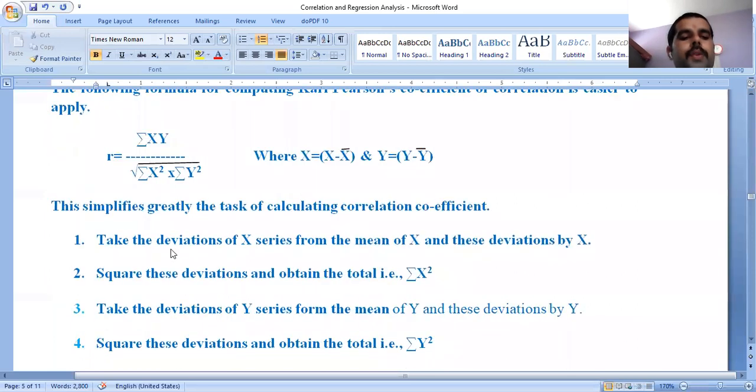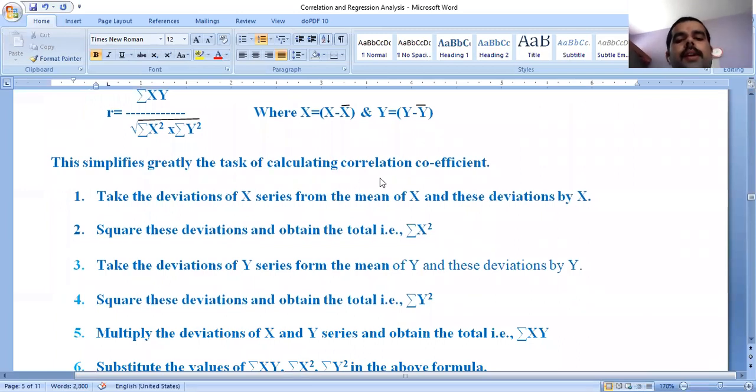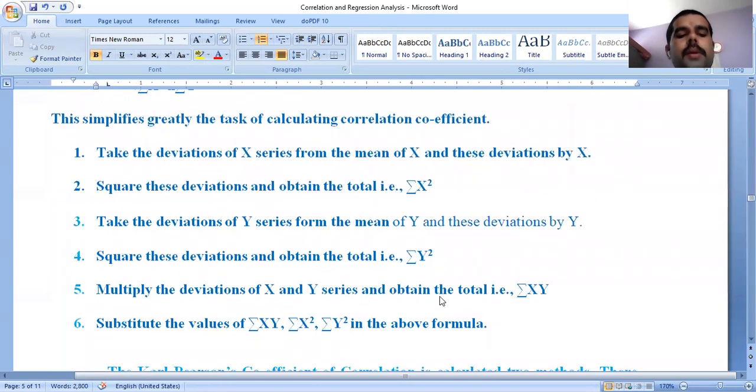Here you observe what this formula indicates. It greatly simplifies the task of calculating the correlation coefficient. Take the deviations of the X series from the mean of X, denote these deviations by x, square these deviations and obtain the total, sigma x square. In the same manner, take the y deviations and you will get sigma y square. After getting the x and y values, multiply the deviations of the x and y series and obtain the total, that is sigma xy.